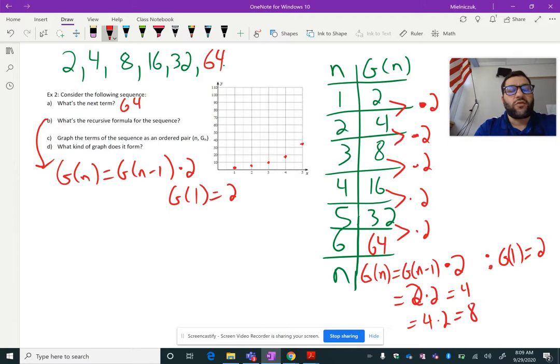Then what kind of graph does this form? Okay, so this type of graph is not a linear graph. This type of graph would be considered a geometric graph or a geometric sequence. Also can be called an exponential graph, I believe.